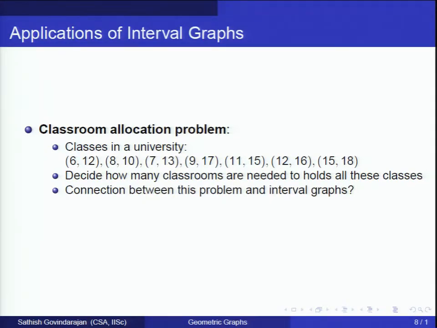Again, what is the connection between this problem and interval graphs? You can think of each class as an interval on the real line, depending on what time it starts and what time it ends. Now, what does finding the minimum number of classrooms correspond to in the interval graph? Number of independent sets. What do you mean by number of independent sets?